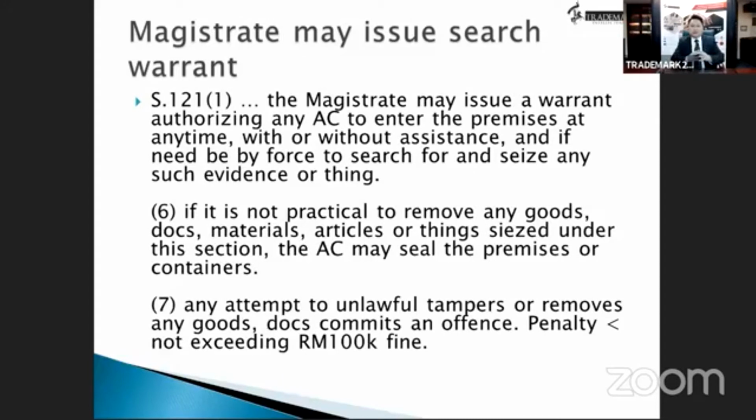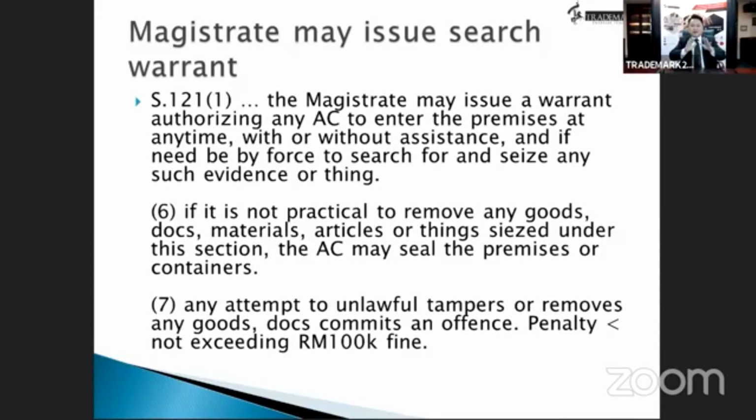Under the new section 121, the magistrate may issue a warrant for the assistant controller to enter any premises with or without assistance. So you see, when you get your AC by your side, it's very good for the registered trademark owner. Because you can get the enforcement unit to arrest, seize the goods, and let the government deal with them. Maybe send them a summons, denda berapa ratus or something like that, okay?